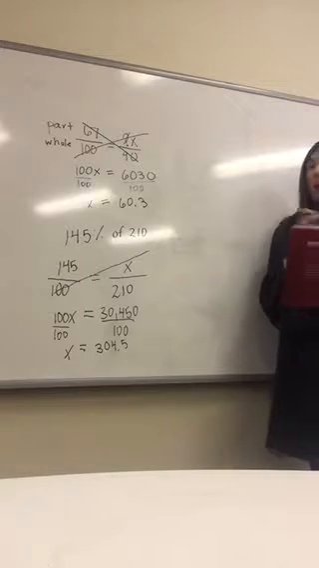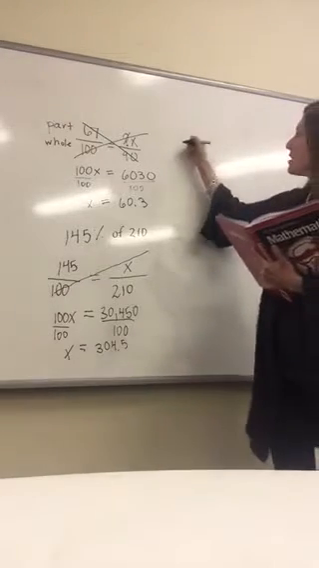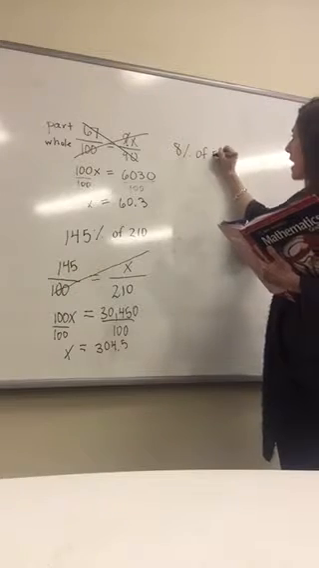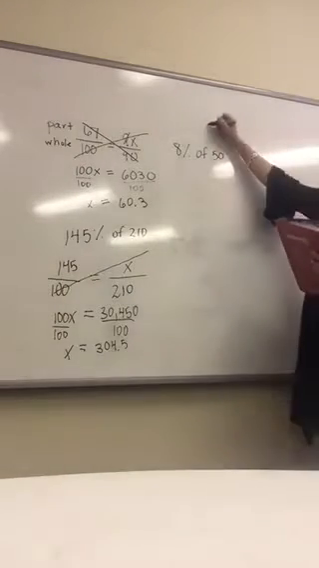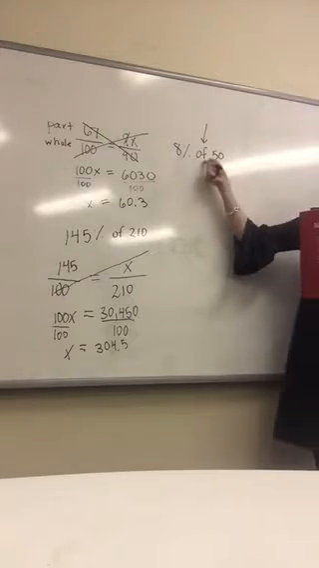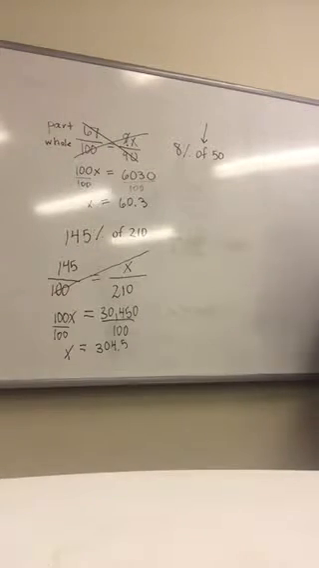Okay, so we want to find 8% of 50. So let's look right here. 8% of 50. I've told you this before. What does the word of mean in a math problem? It means to multiply.